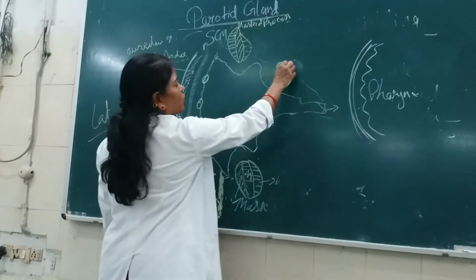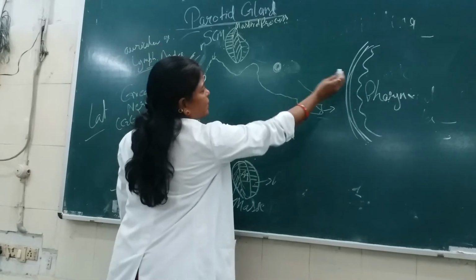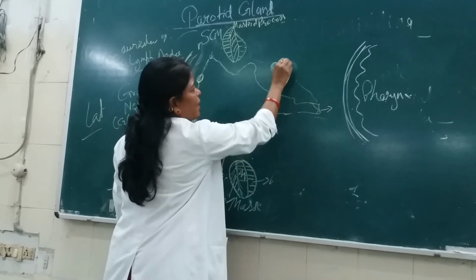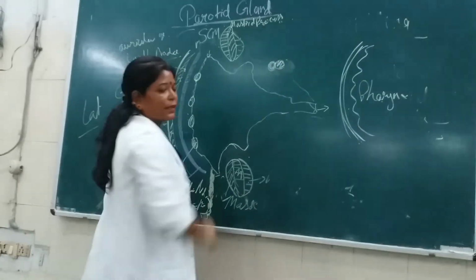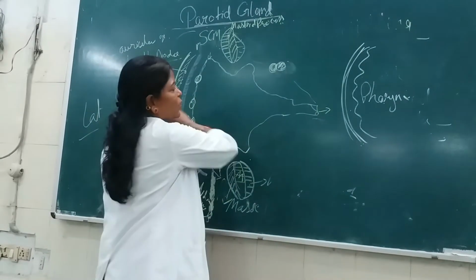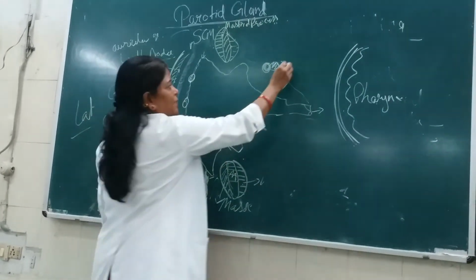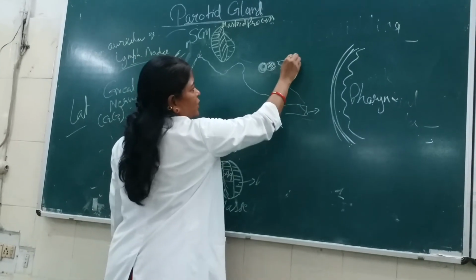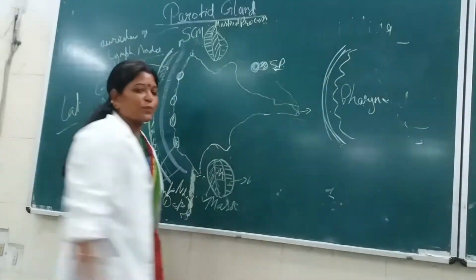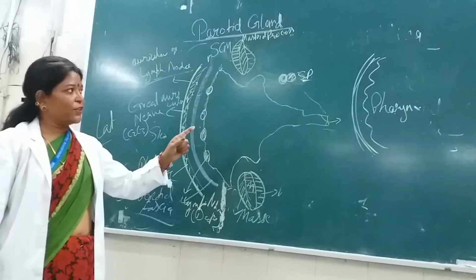So what are those muscles? Look here. Medial side, there will be the attachment of which muscle on the styloid process? Because this is the cut section, that's why it is in the tubular form. That is the stylopharyngeus muscle. SP stands for stylopharyngeus muscle.